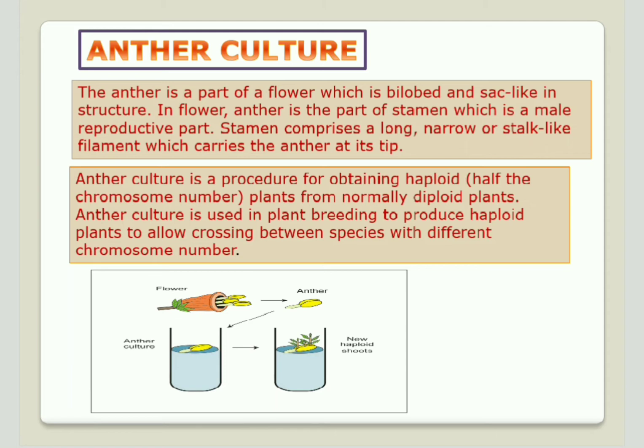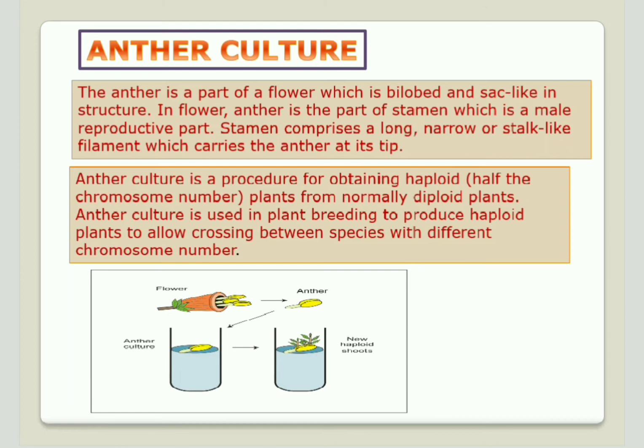So haploid plants are those having half of the chromosome number. We denote the chromosome number for haploid plants with the small letter n, and for diploid plants we use the term 2n. So those plants represented by the single letter n are called haploid plants, meaning having half of the chromosomes.